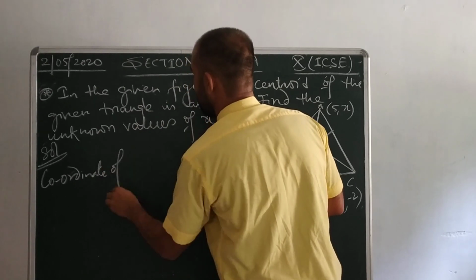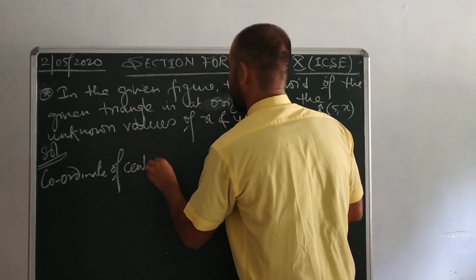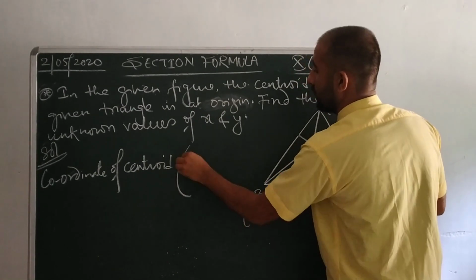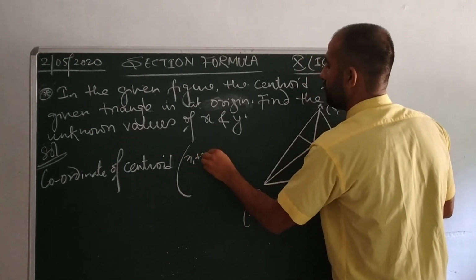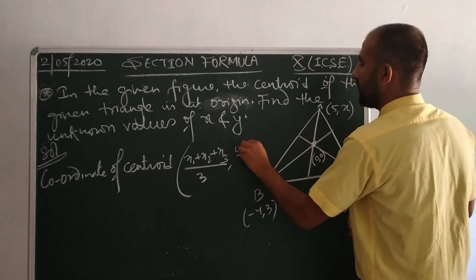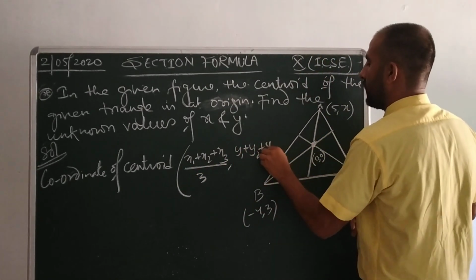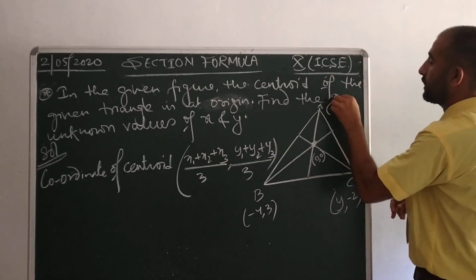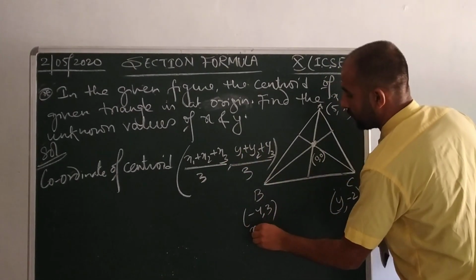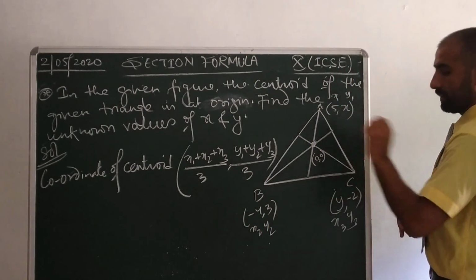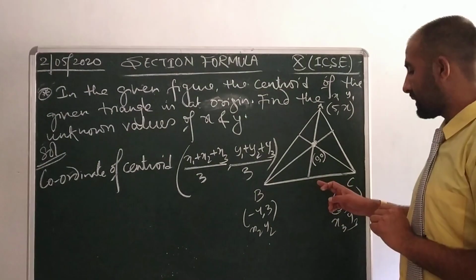Coordinate of centroid, according to formula, what is it? (x1 + x2 + x3)/3, (y1 + y2 + y3)/3. Okay, let's consider x1, y1 this one, x2, y2 this one, and x3, y3 this one. Okay, so let's see.